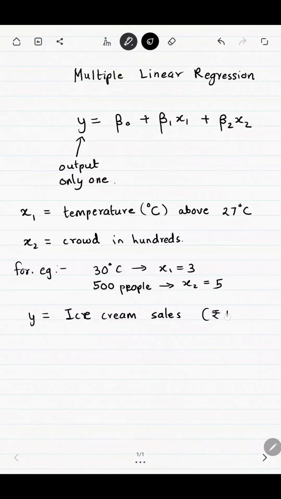Let's say you have a tiny data set of 3 days, days A, B, C. The temperature above 27 degrees Celsius, x1, on these days is 1, 0 and 1 respectively. And the crowd on these 3 days is 0, 1, 1. That is, on the first day it is less than 100 people, on the second day exactly or close to 100 people, on the third day also close to 100 people. And the effect on sales is, on the first day the sales are 12,000, the second day 13,000, and the third day 15,000.